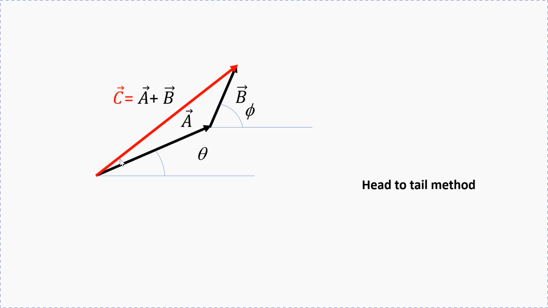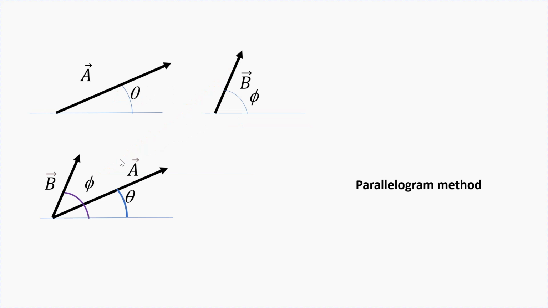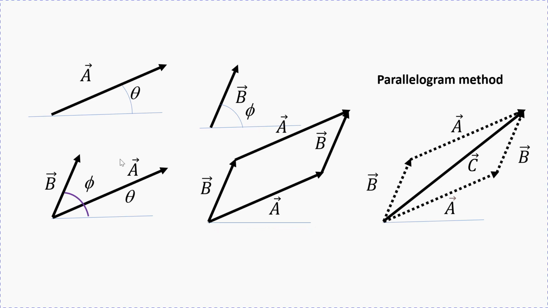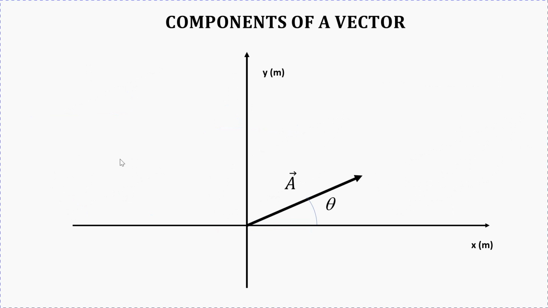So that's what I didn't cover last time. Head-to-tail method, here you go. There is the parallelogram method that I mentioned to you as well, right? Here you go. You just draw a parallelogram. Okay. And then we're going to talk about the components of a vector. That's a far more powerful technique.